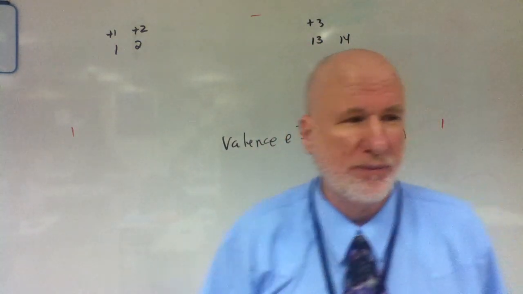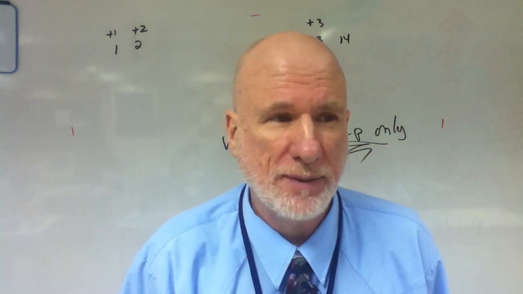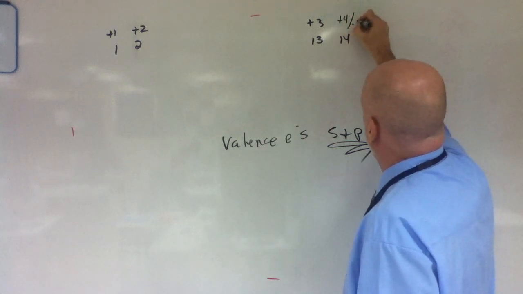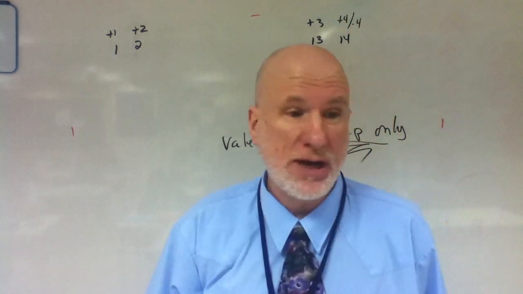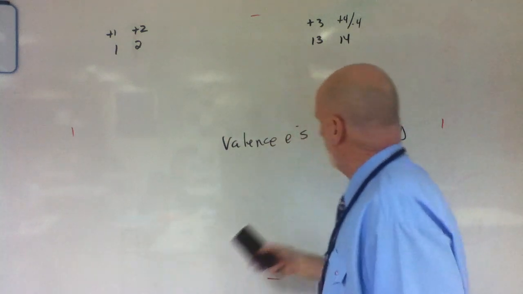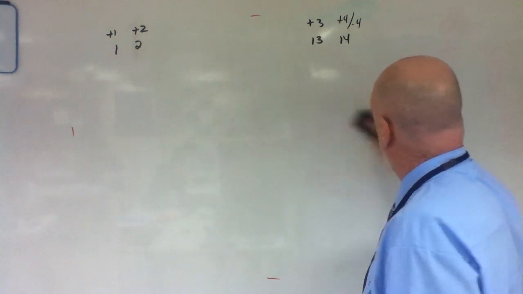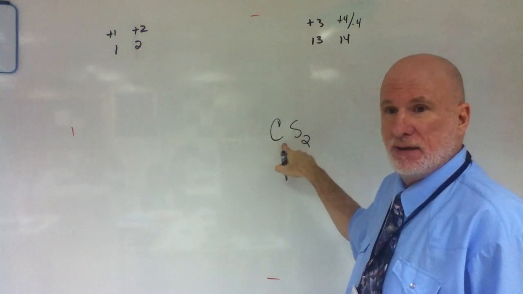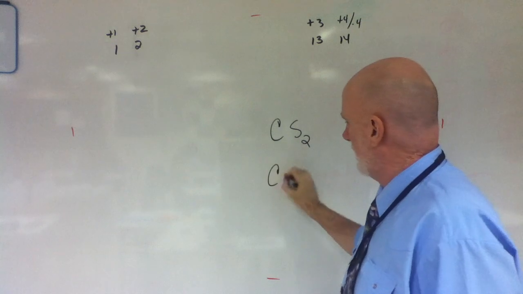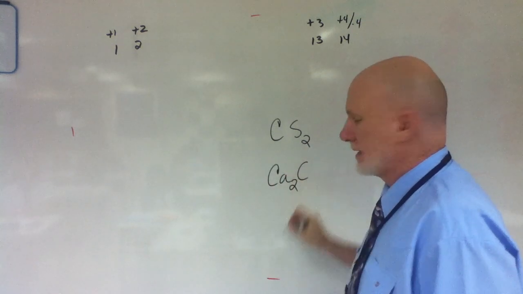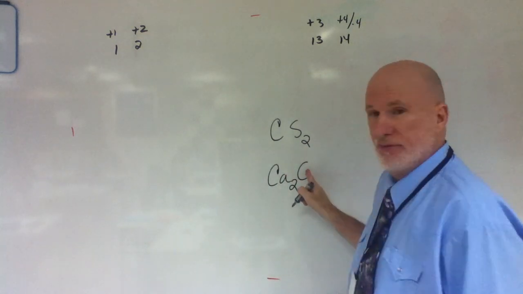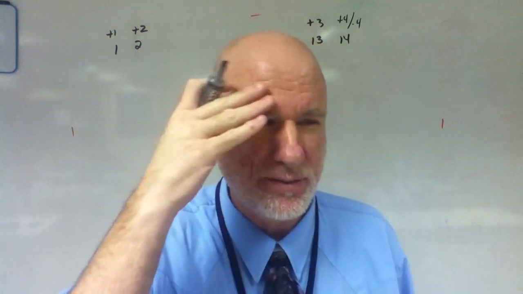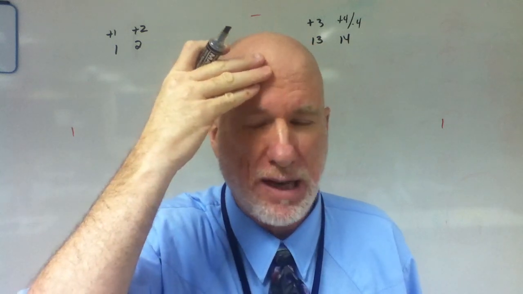What's 14 going to do? Carbon. It's going to go plus 4, minus 4. You can have two different ways of looking at carbon. You could say carbon disulfide, or you could say calcium carbide. Negative, positive. Clear? Some of this doesn't make a lot of sense when we talk about bonding.